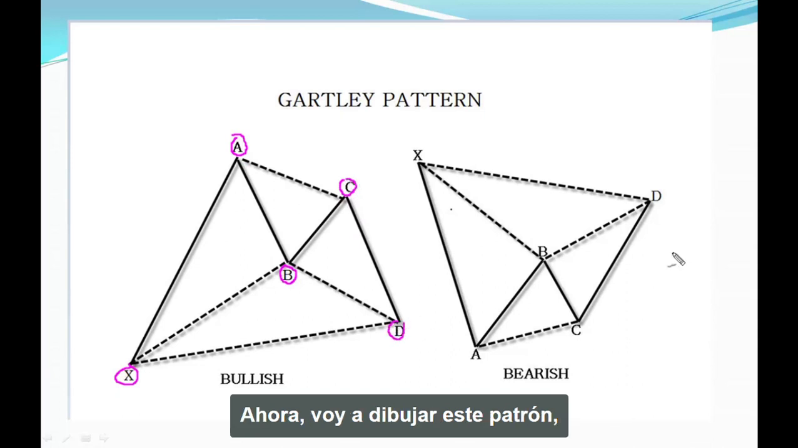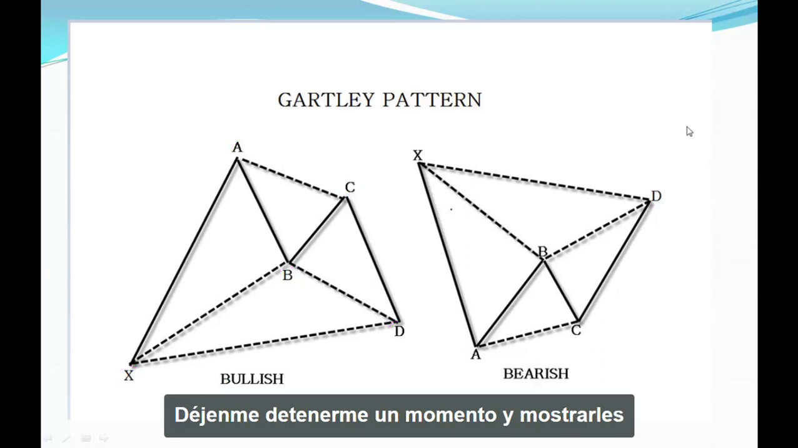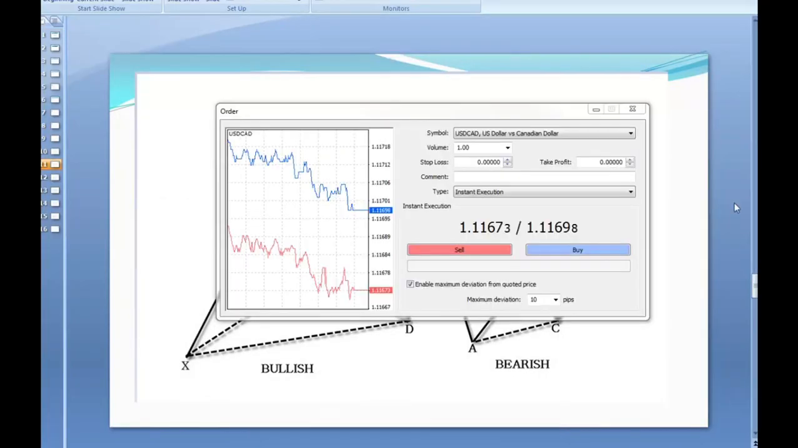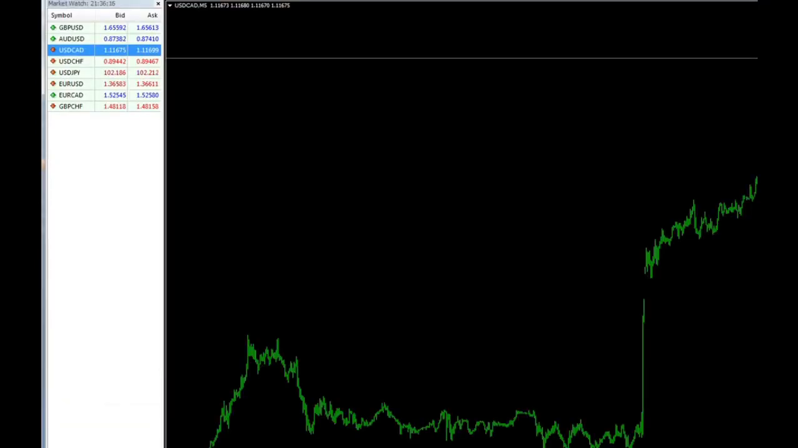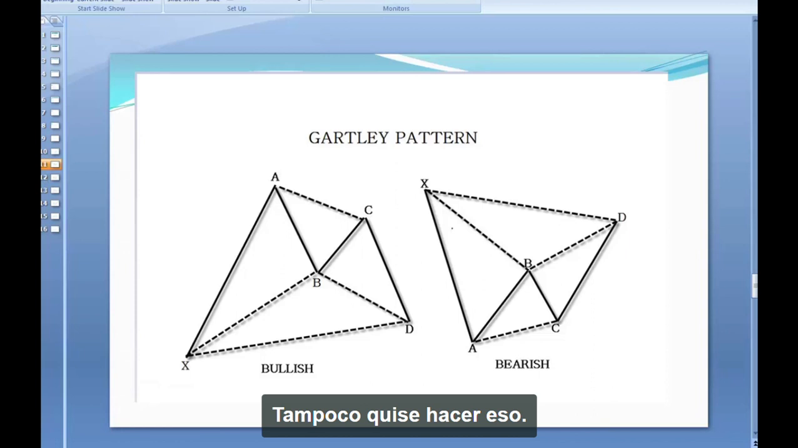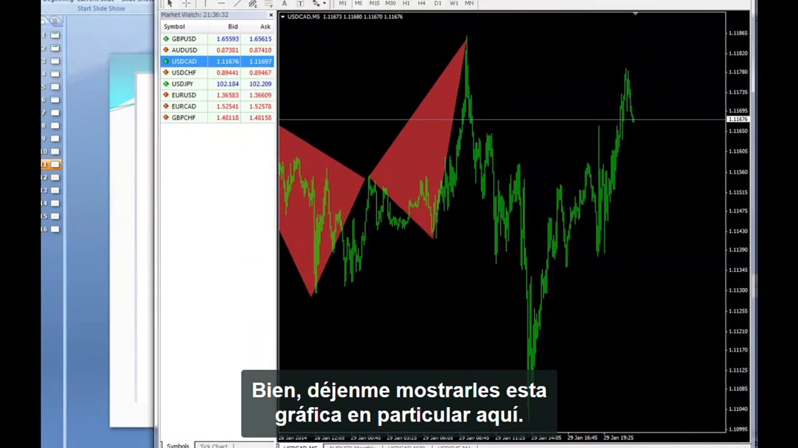Now, I'm going to draw out this pattern, I think the next pattern, but let me just stop for a moment and show you on, say, a Forex chart. I didn't mean to do that. I didn't mean to do that either. All right, let me fix this. All right, let me just show you on this particular chart here.